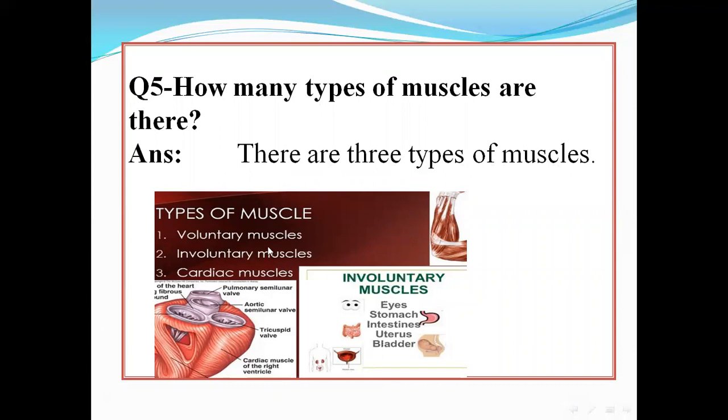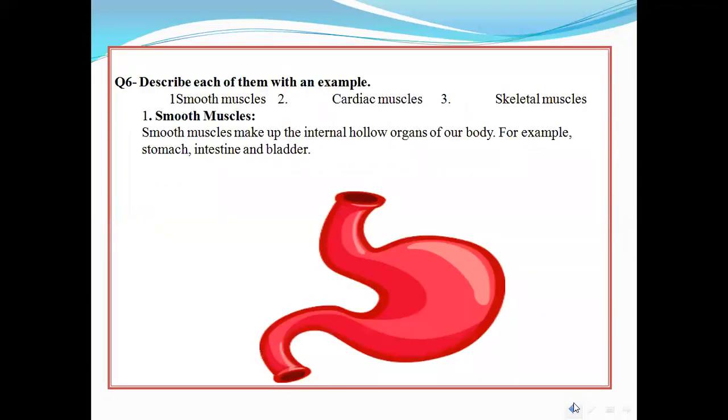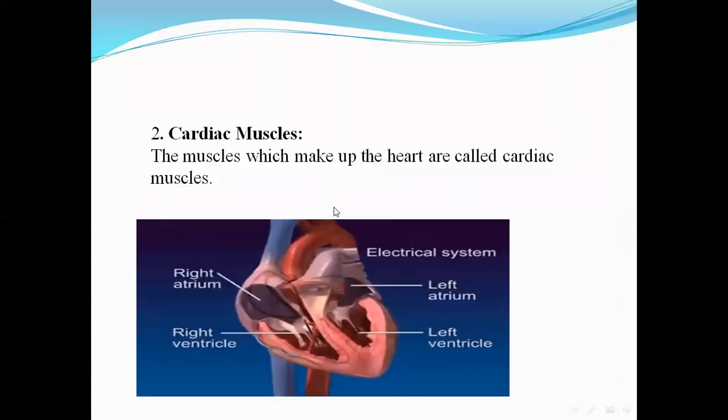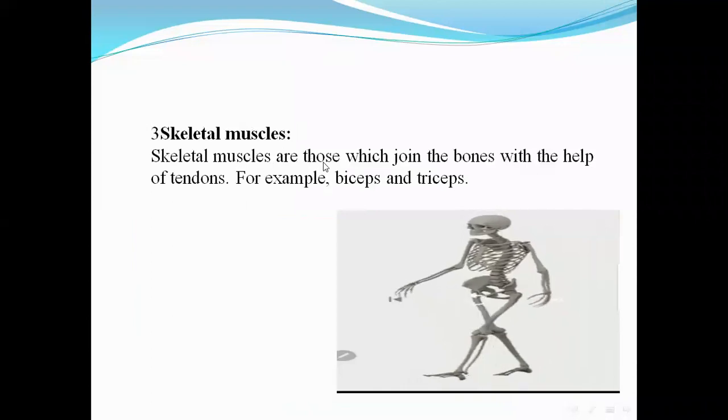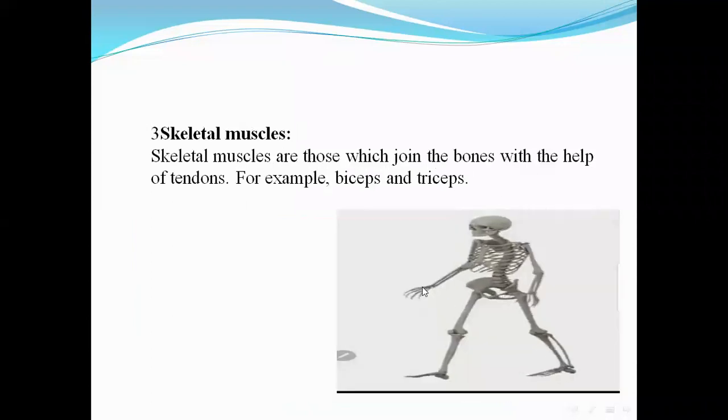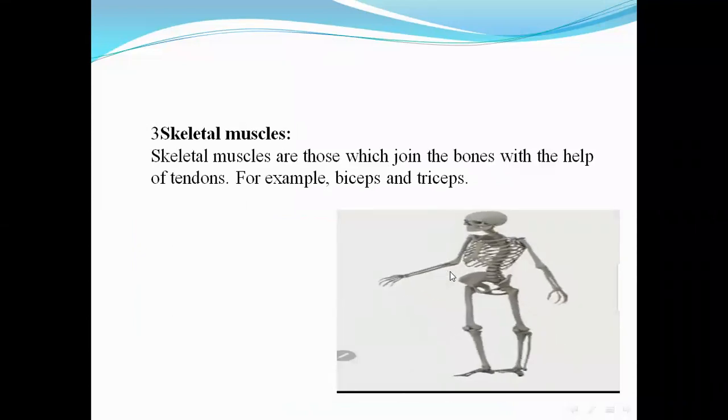How many types of muscles? There are three types of muscles: voluntary, involuntary, and cardiac muscles. Cardiac muscles are the muscles of the heart. Describe each of them with an example. Smooth muscles make up the internal hollow organs of our body like stomach, intestine, and bladder. Cardiac muscles make up the heart. Skeletal muscles join the bones with the help of tendons, for example, bicep and tricep.